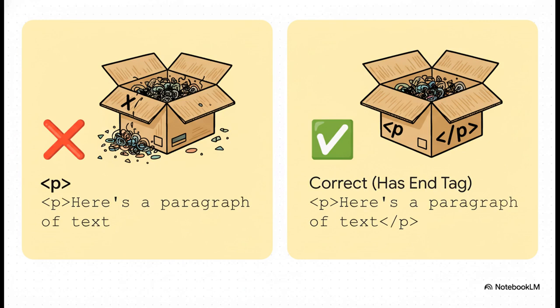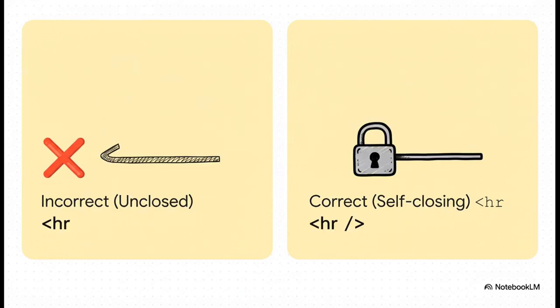No exceptions. But you might be wondering, what about elements that don't have any content inside them, like a horizontal rule, the HR tag? Well, guess what? They have to be closed too. You do this with something called a self-closing tag. You just add a space and a slash right before the final bracket. It's like it opens and closes itself all in one move.